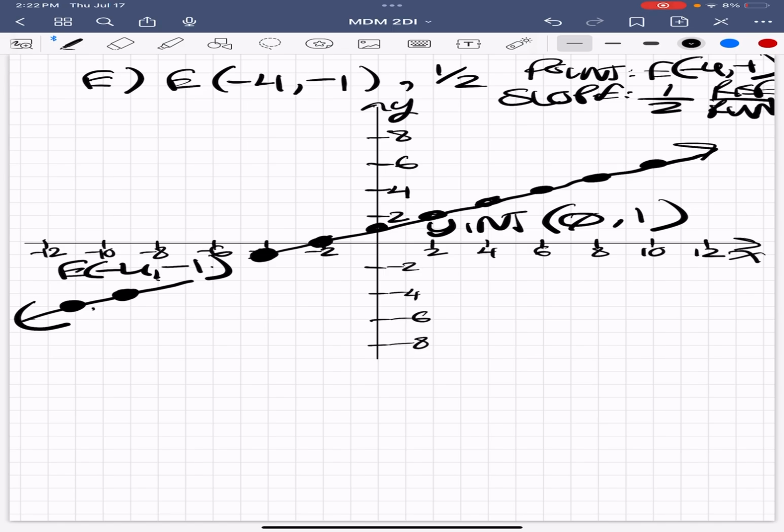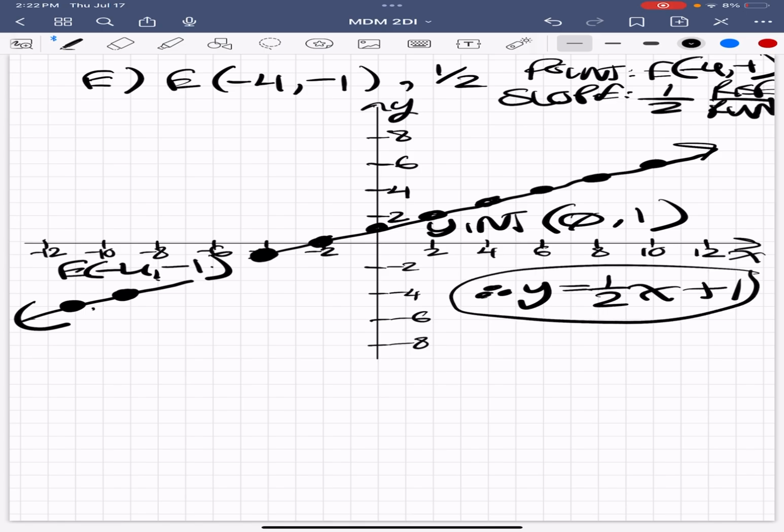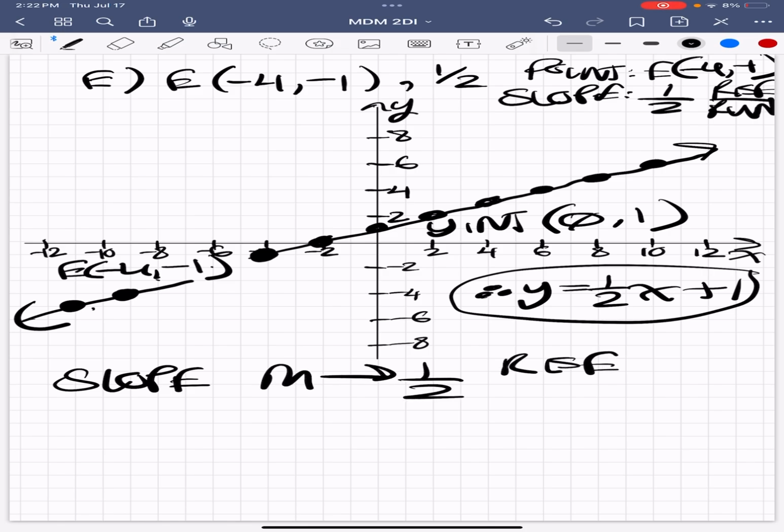So we graphed the point given. We used the slope to graph the rest of the line. We found the y-intercept, and now we need to do the equation of the line, being y equals 1 over 2x plus 1. And how did we get that? Well, we have our slope, which is m, being 1 over 2, or rise over run. There is a formula for slope that you will learn later, but for now we're just given the slope, and we will use that slope to graph the line.